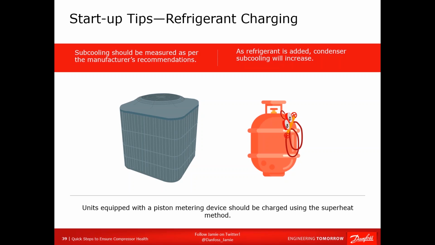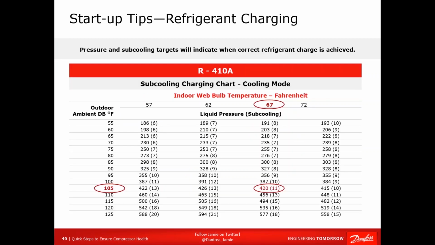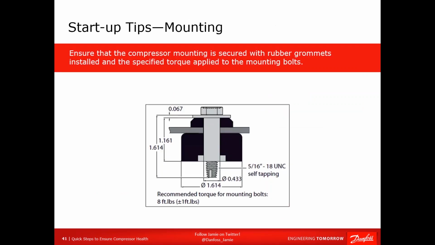With TXV or adaptive systems, you charge to subcooling. So you go with the outside temperature and indoor wet bulb, and you charge to pressure and subcooling. Keep in mind, these are not universal values. This is a SEER 13 system. You charge a SEER 16 system with the same dry bulb and wet bulb, and you're probably only going to charge it to 380 and maybe 8 degrees of subcooling because the condenser is much larger.